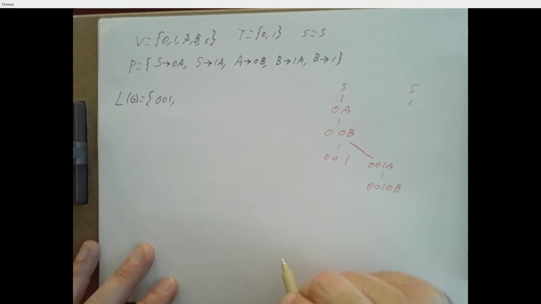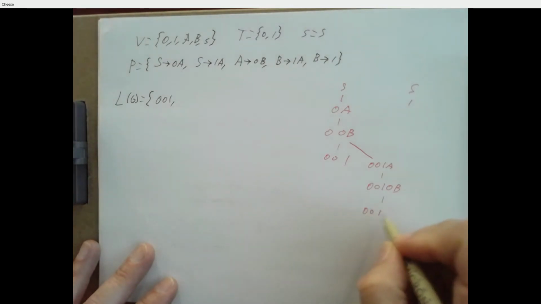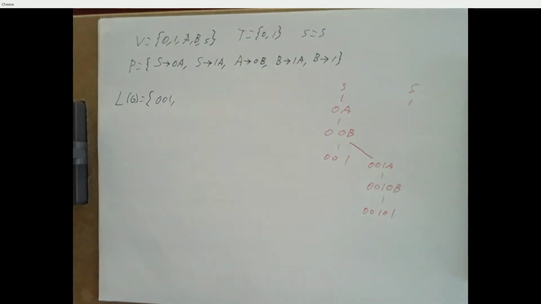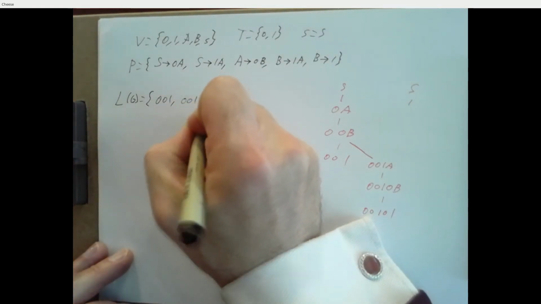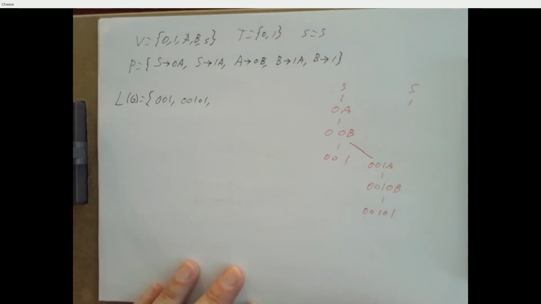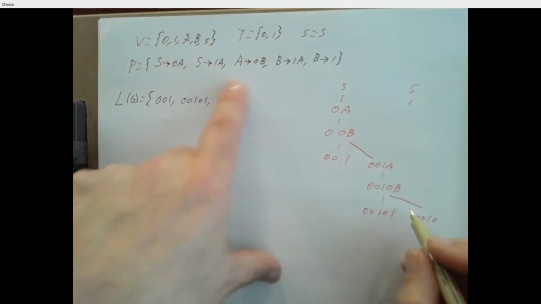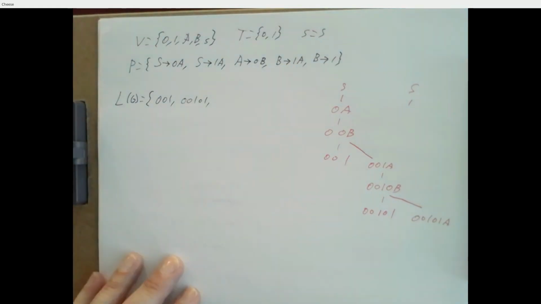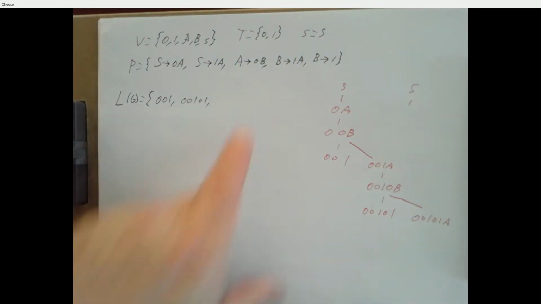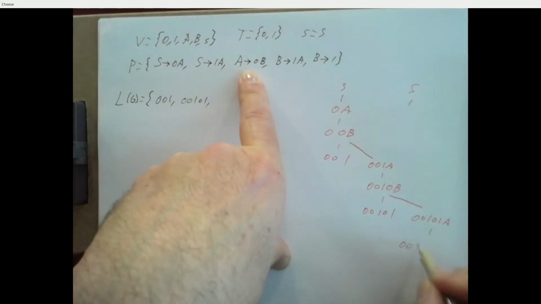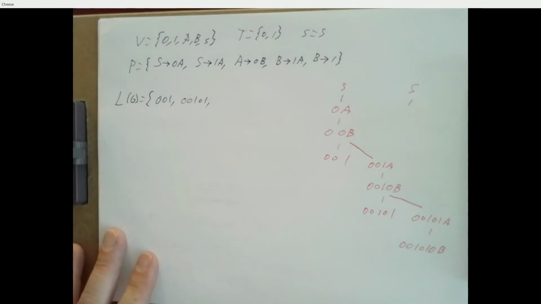And what does B go into? No, either one. It could go into a 1 like that. Or we could branch off here, and this B could go into a 1A. And A, we got no choice. A always goes to 0B. And that B could go into a 1, and there's another terminal. Or we could branch off here, and so on.